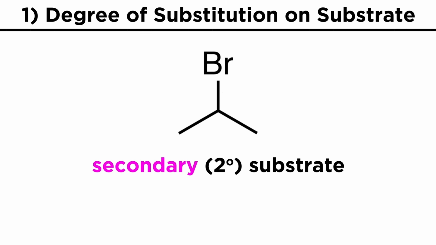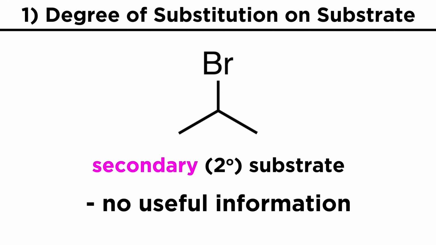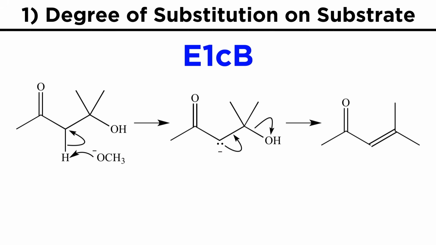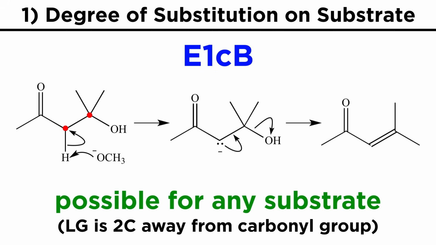And with the secondary substrate, there isn't really any valuable information we can get, and all mechanisms remain possible. Finally, we want to include E1CB and state that this will be possible for any type of substrate provided that the leaving group is 2 carbons away from a carbonyl group.